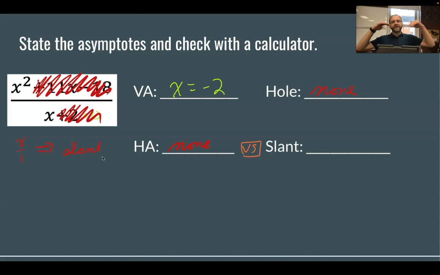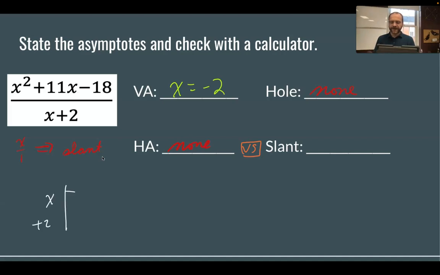Your numerator is increasing faster. It's going to infinity faster than the denominator is. So you think about a line approaching infinity forever, forever, forever. So it's going to be a slant asymptote. How do I find a slant asymptote? The magical world of division. So I'm going to take x plus 2 and I'm going to divide it into x squared plus 11x minus 18. So if I do that, I'm going to end up with an x here.